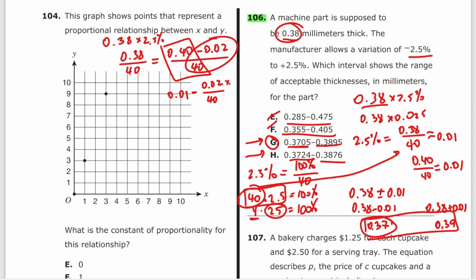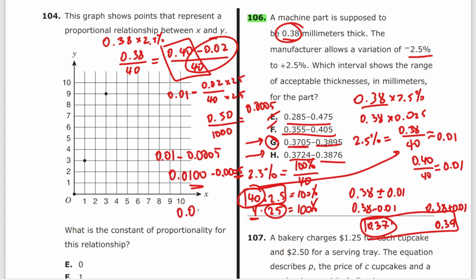So if I multiply by 25 and I also multiply this one by 25, I get 0.50 over 1,000, which is equal to 0.0005. So I get 0.01 minus 0.0005, which is equal to 0.0100 minus 0.0005. So it's essentially 100 minus 5. So it's 0.0095. So again, if you don't have time on the test, don't do this. Just do the quick and dirty approximation. If you want to be 100% sure, you have to do something like that. So that's 0.0095. So we get the mean, the average of 0.38, plus or minus 0.0095.